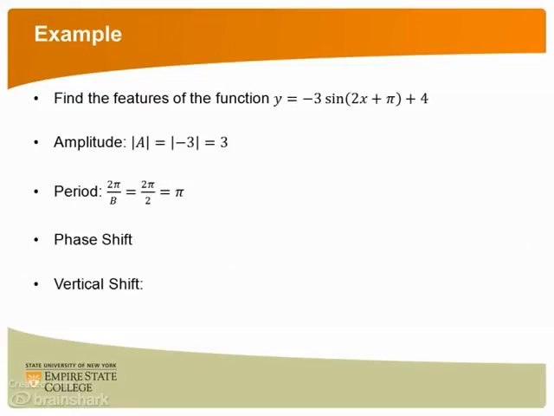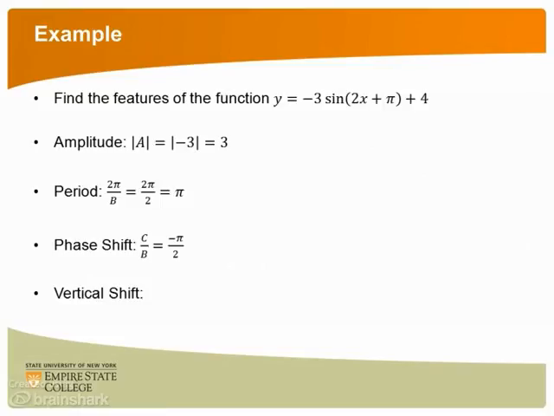Next, we will find the period of the function. By definition, the period is 2 pi divided by b. So we will have 2 pi divided by 2. Our period is therefore pi, and the function completes a full cycle in half the x distance required for the basic sine graph.